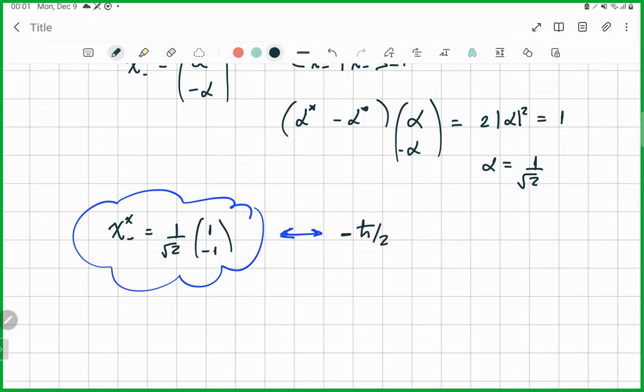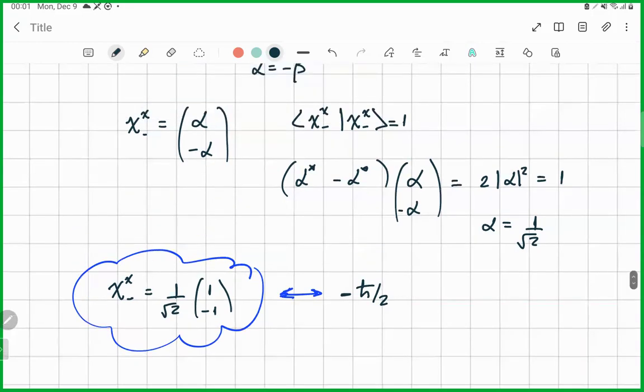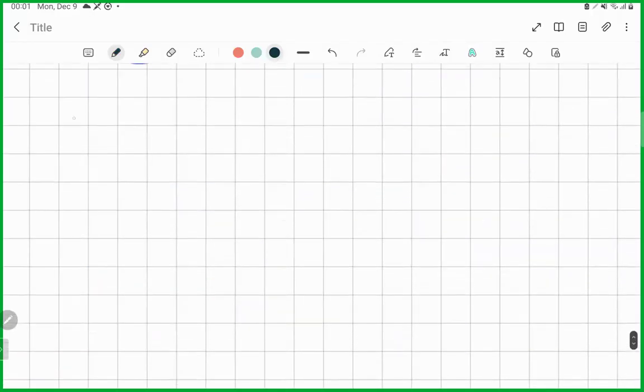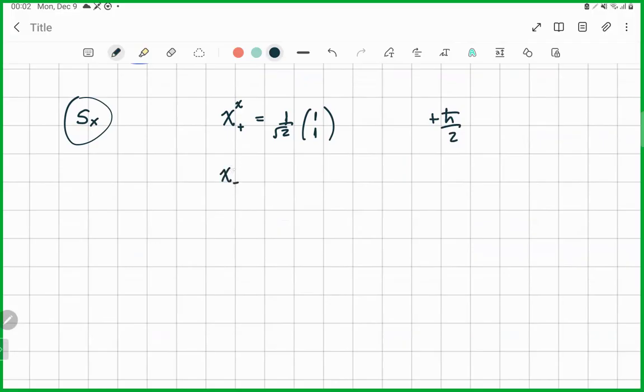h bar over 2. So we found both eigenvectors and their corresponding eigenvalues. So let's just summarize things here. For this operator, Sx, we have two eigenvectors. The chi plus is 1 over square root of 2, 1, 1, and it has eigenvalue plus h bar over 2. And we have the other eigenvector chi minus in the x direction, 1 over square root of 2, 1 and minus 1. And this is the one that has eigenvalue minus h bar over 2.